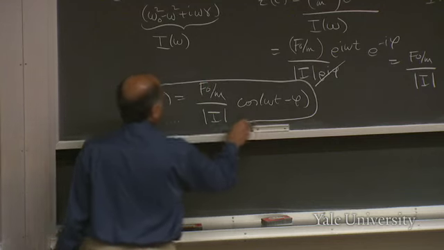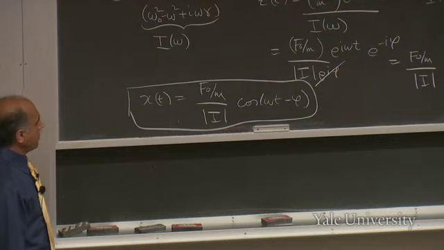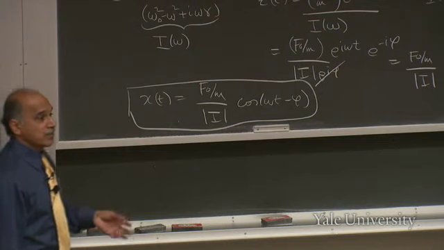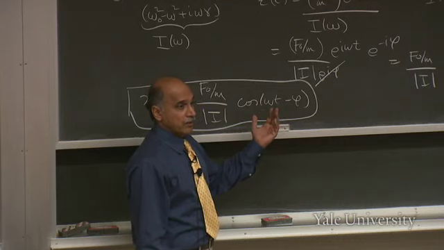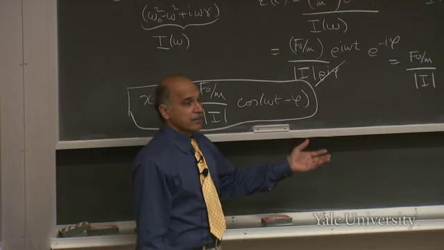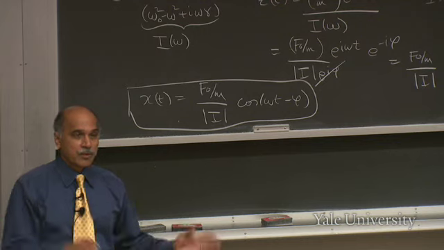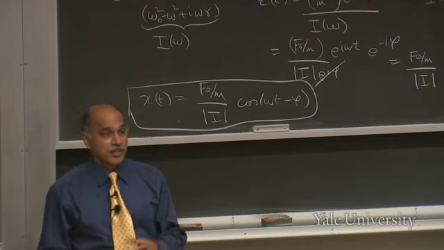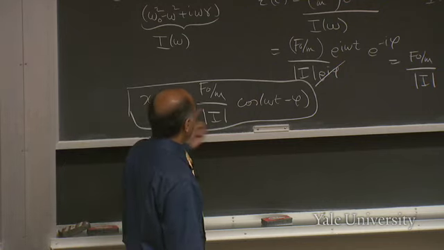Why did we go through the whole business of complex numbers? We went there because the answer is not a cosine and it's not a sine. cos(ωt − φ), if you know your trigonometry, is cos ωt cos φ − sin ωt sin φ. So it's got some cos ωt, it's got some sin ωt, and that's why it's hard to guess that answer. But if you go through complex numbers, it comes out very easily.